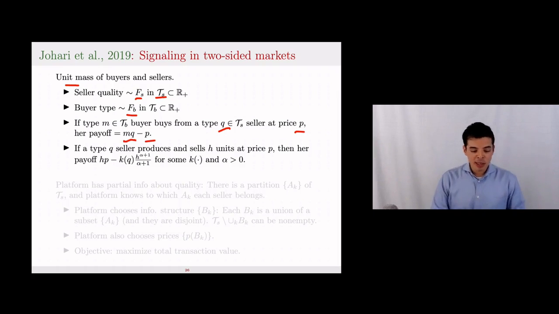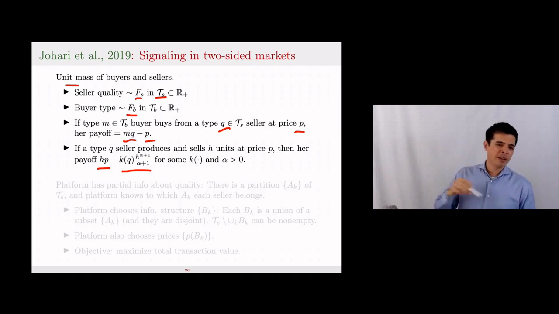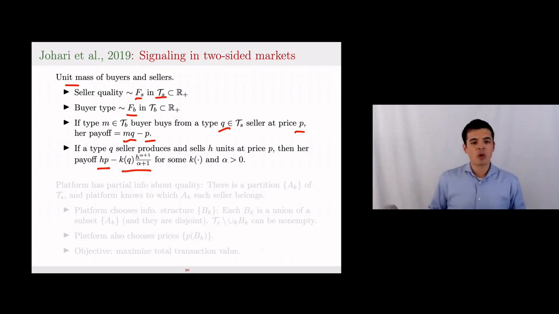And if a type Q seller produces and sells H units of the product at price P, then her payoff is given by her revenue minus a cost term. Here the cost may depend on the quality as well as the quantity that's produced, and in particular it's assumed that the cost is convex in the amount that's produced by the seller.